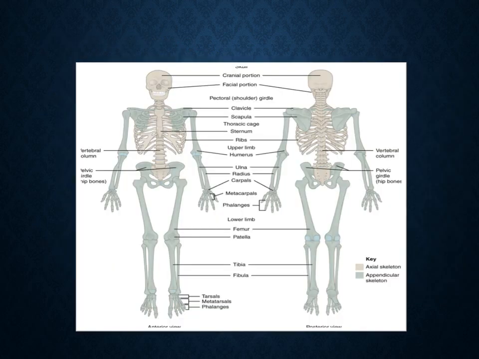This figure shows the axial and appendicular skeleton. They are colored to show the skeleton. The grayish color shows the appendicular skeleton, and the lighter color shows the axial skeleton. The axial skeleton includes the skull, vertebrae and ribs in this position. This one is known as the sternum bone.